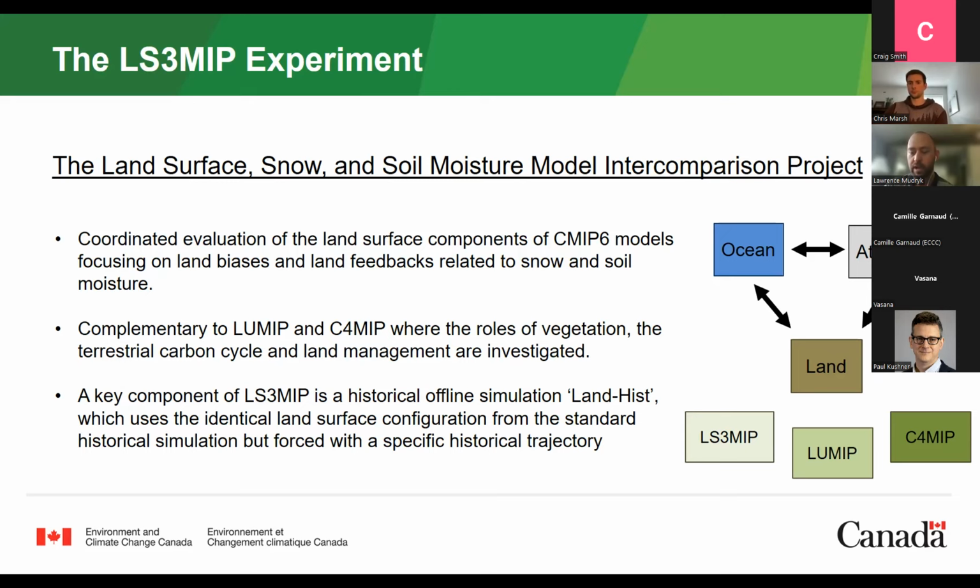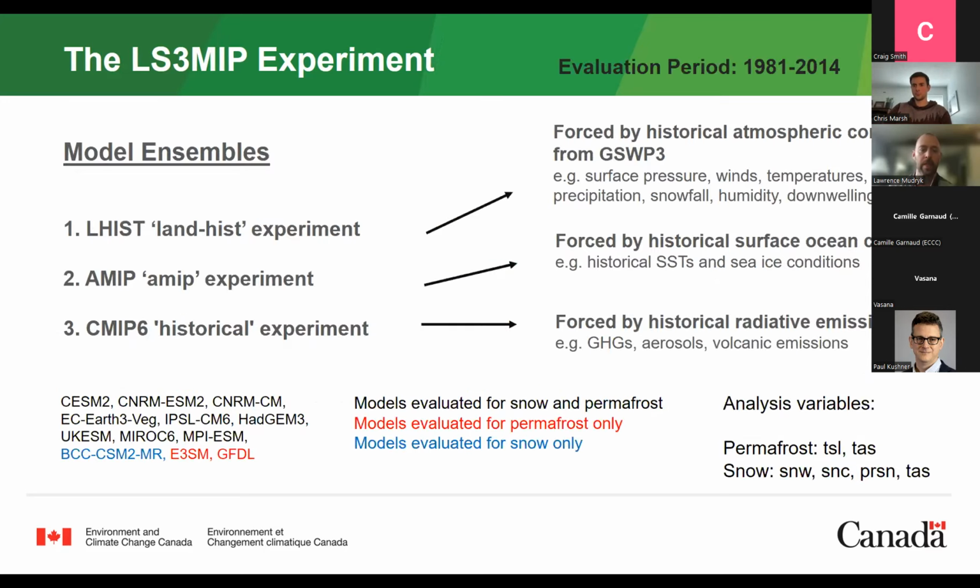That's their experiment name, whereby participating modeling centers run their land surface models in an offline mode. So they use the same configuration for their land model as in the standard historical simulations, but instead of coupling it to its corresponding ocean and atmospheric model, each land model is driven by an identical set of forcing data that was produced to resemble our actual historical climate trajectory.